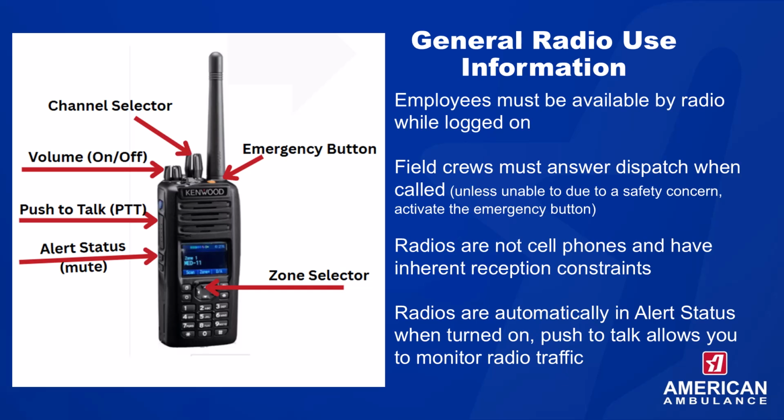The PTT, or push to talk button, allows the user to transmit traffic. This button needs to be held down for 1 to 2 seconds before speaking. This allows the channel to open and the radio traffic to be transmitted. The alert status button is basically a mute button. To unmute the radio, press the PTT button once. Use the up and down arrows to cycle through different zones. All of the radio channels in each zone can be found in the appendix section of the SOP.